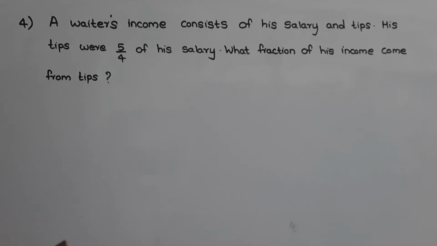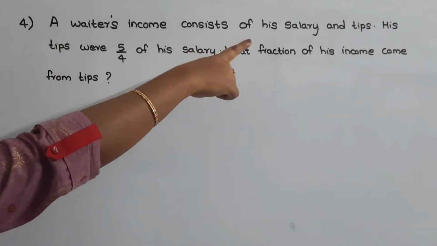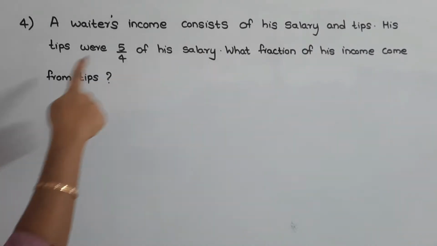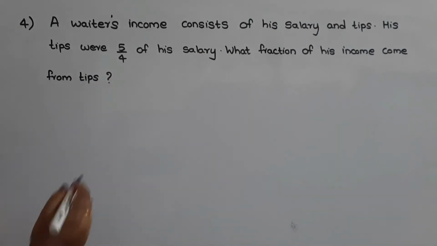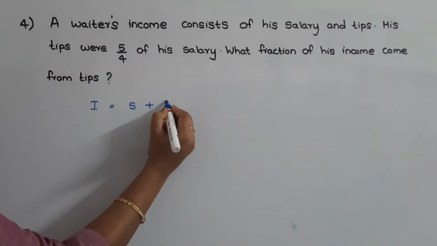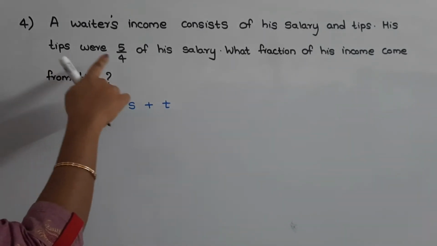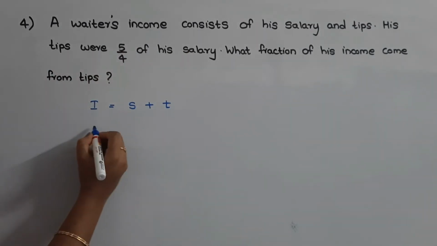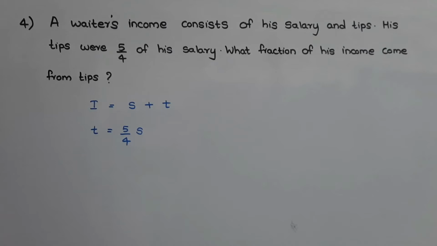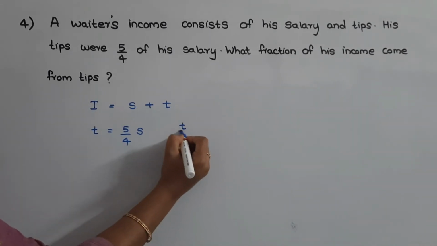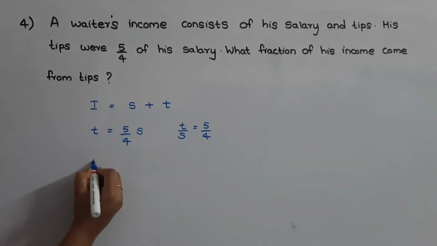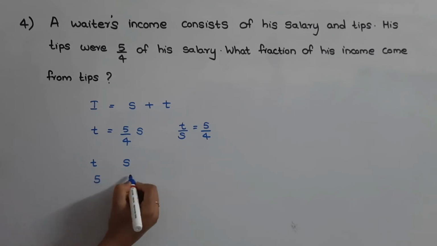The next question is, a waiter's income consists of his salary and tips. His tips were 5/4 of his salary. What fraction of his income come from tips? In this question they are telling that a waiter's income is equal to his salary plus tips. Then they are telling that his tips were 5/4 of his salary. So we can write tips is equal to 5/4 of salary, that is S, or we can write this as T by S is equal to 5/4. So from this, the ratio of the tips and salary is 5:4.